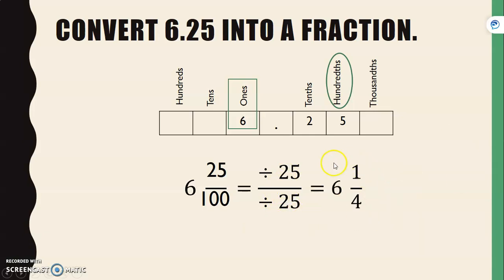Right now this is a mixed number, but to make it into its full fractional form, we can multiply the denominator times the whole number and add it into the numerator and keep the denominator the same. That's called an improper fraction. So here's the full fractional form. Here's the mixed number of 6 and 25 hundredths.